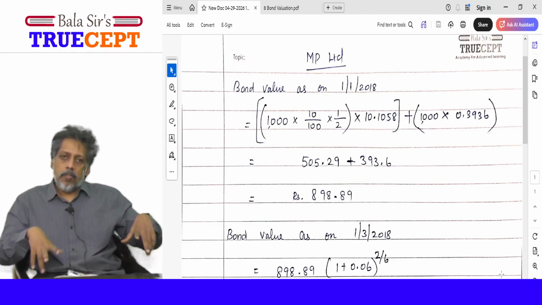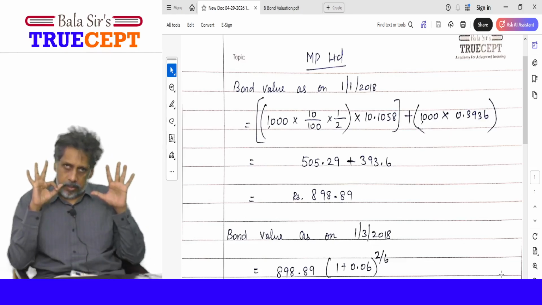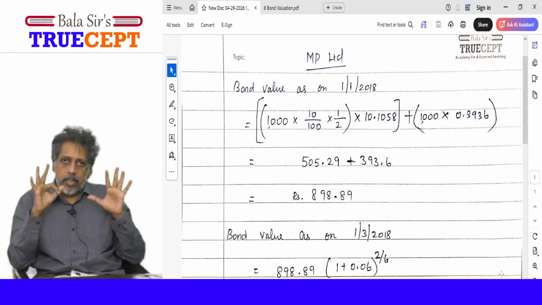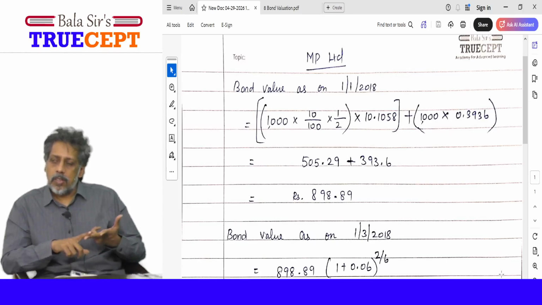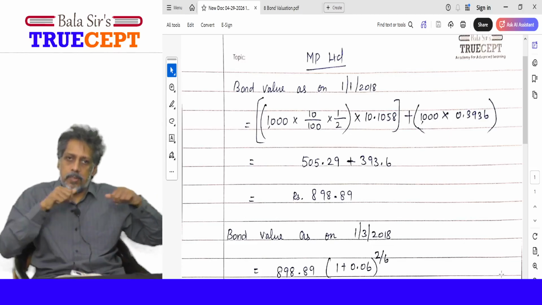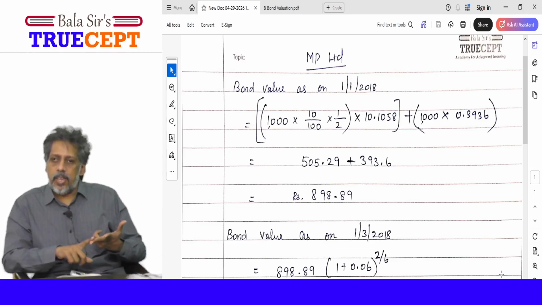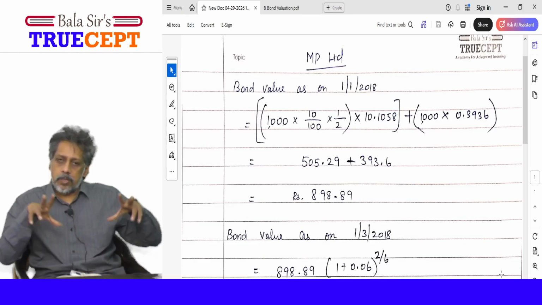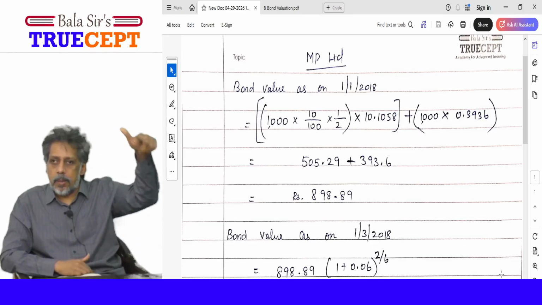Now let us first calculate the bond value on 1st January 2018. If you are on 1st Jan 2018, how many more years are left in the bond? 8 years, nothing but 16 interest payments. 8 into 2. Why 2? Because you'll get interest on June 30th and 31st December, twice in a year. Therefore, there are 16 periods. You will earn rupees 50 interest, and also you'll get back rupees 1000 redemption, redeemed at par, at the end of the 16th period.